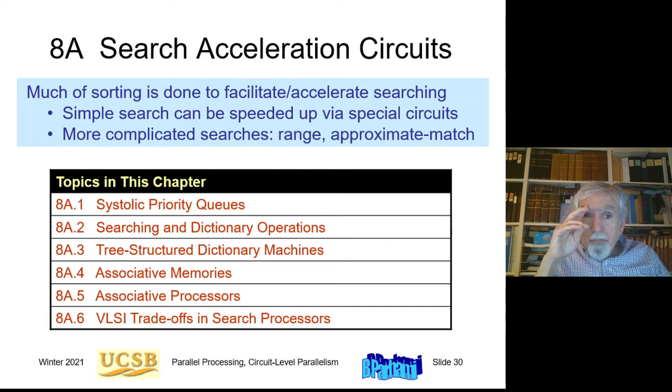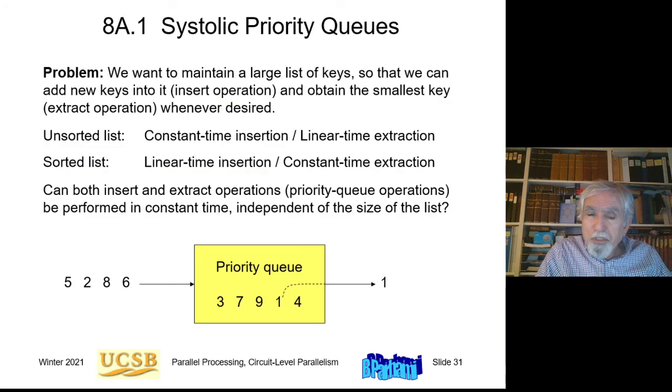And then more complicated searches can also be implemented, but they require a little bit more hardware and also more ingenuity in designing the architecture to do these things. Okay, so let's now proceed with some examples, beginning with a simple special case of searching, which happens in priority queues.